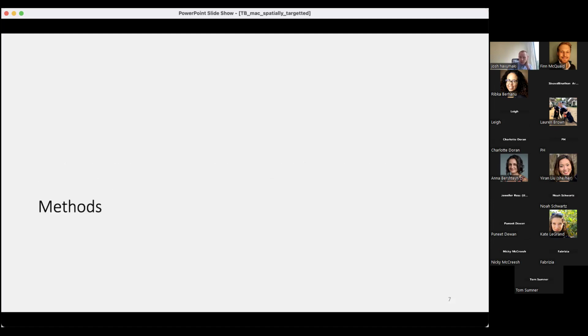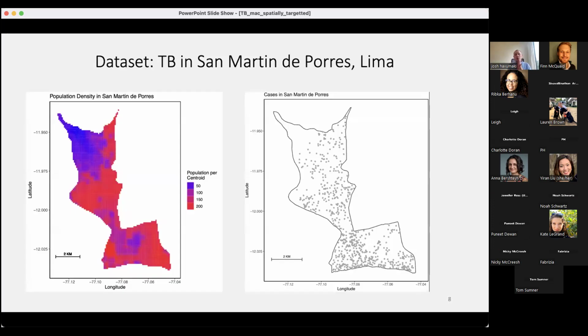So I'll jump into the methods now and the setting and everything, and go into the details about the model and the calibration. Basically, we had prospective cohort data from this study in Lima between 2009 and 2012. To simplify the problem and make it more computationally feasible, we only focused on one district in Lima.